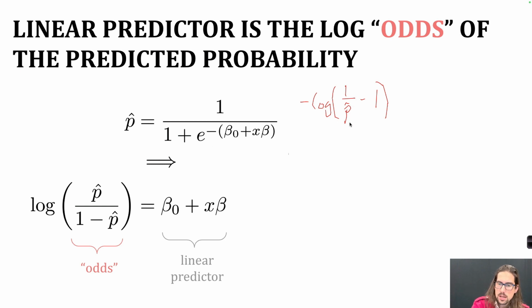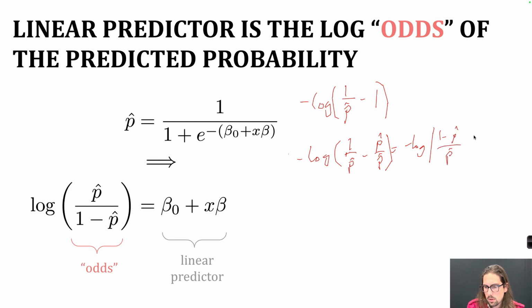And it turns out these two things are the same, because I can have it as p hat over p hat. So 1 over p hat minus the 1 is the same as (1 minus p hat) over p hat. And then minus log of that. And the log of a ratio is the difference of logs, and then the minus. Basically, I can flip these two things around, and so I end up with this.